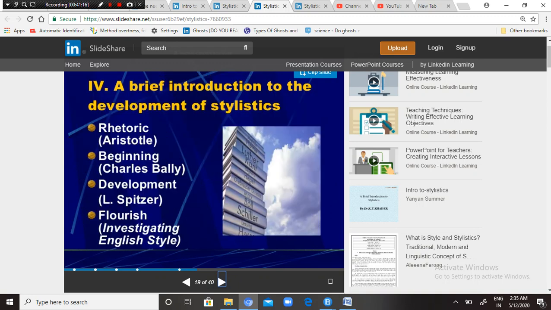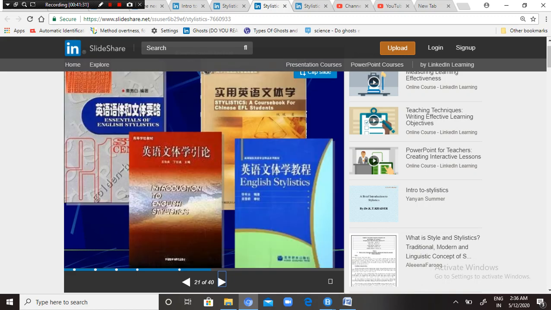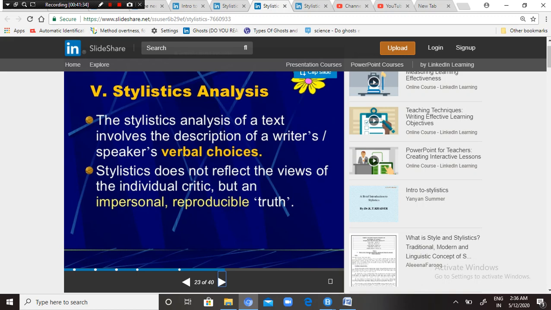A brief introduction to the development of stylistics. Here is a brief introduction to the development of stylistics: rhetoric, beginning, and development. These are the books. Stylistic analysis: the stylistic analysis of a text involves the description of a writer's or speaker's verbal choices. Stylistics does not reflect the view of the individual critic but an impersonal, reproducible truth.